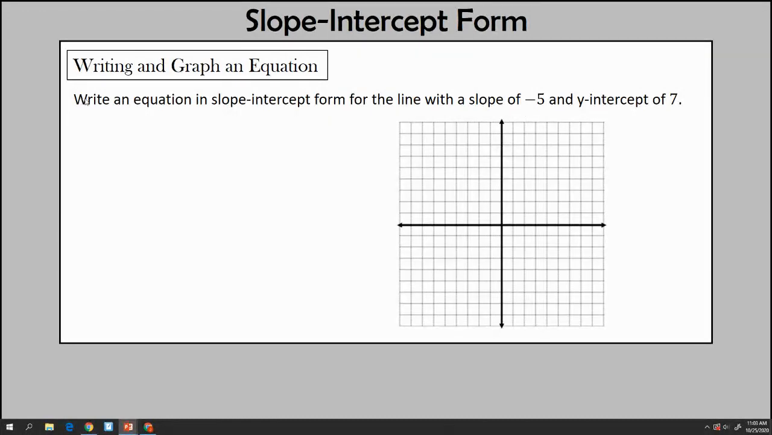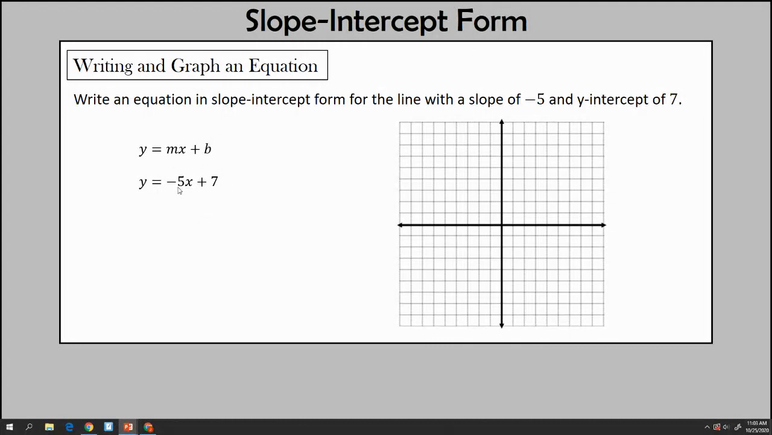So they say that our job is to write the equation in slope-intercept form for a line that has a slope of -5 and a y-intercept of 7. Well, this is pretty straightforward, right? We know slope-intercept form is y equals mx plus b. In this case, they're telling us m is -5 and b is 7. So I'm going to replace m, the number multiplied by x, which is my slope, with -5, and replace b, my y-intercept, with 7. So just plugging those two in, this is now in slope-intercept form.